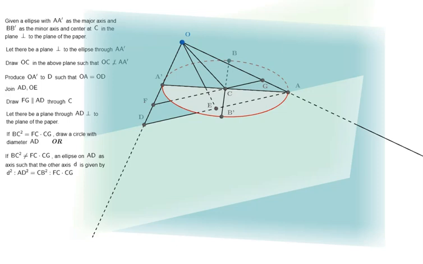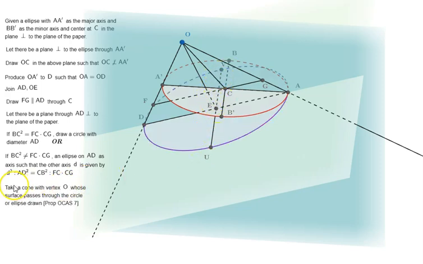So now what do we do? We arrive at the other axis using D square is to AD square is equal to CB square is to FC times CG. And let's say the other axis is UV, that is, UV is equal to D. Let's actually build the cone with vertex O, whose surface passes through this purple ellipse. And this we have seen in our previous proposition.